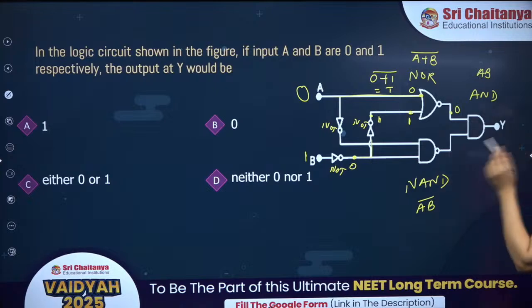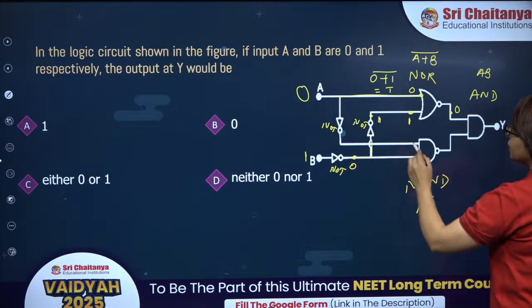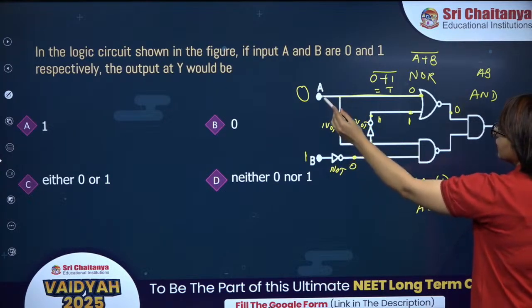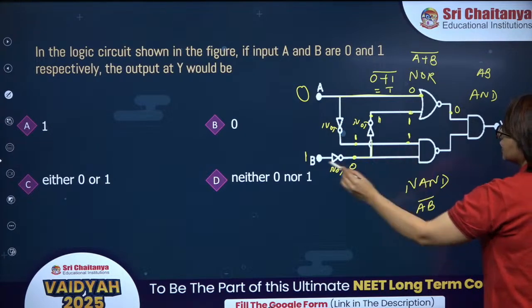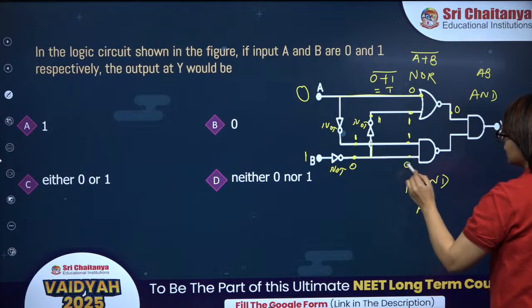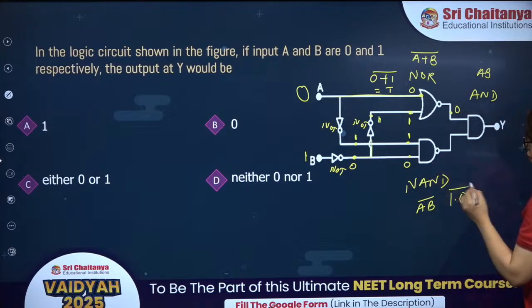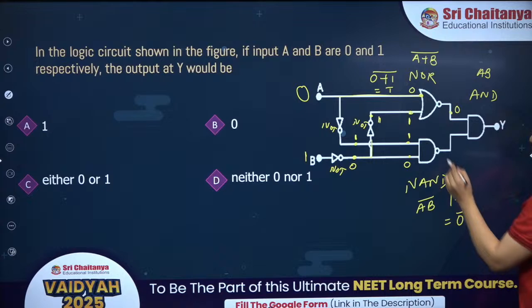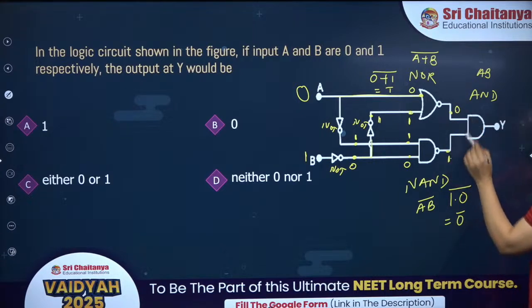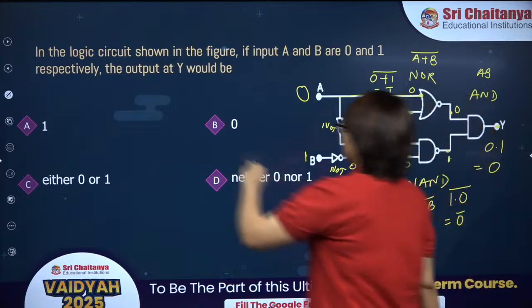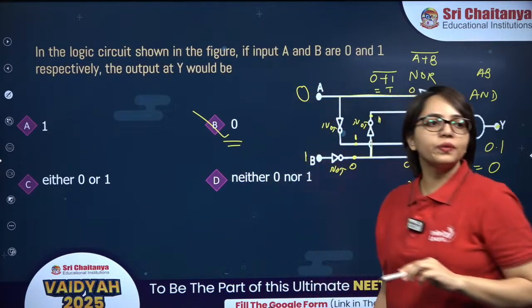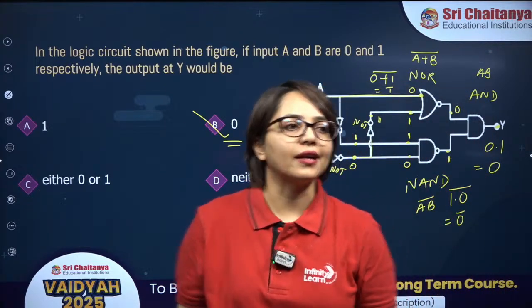Now for this AND gate over here, the input A is passing through NOT. So 0 is passing through NOT, so it will become 1. So 1 is the first input. The other 1 is passing through this NOT, so it will become 0. So it is 1 into 0 whole bar, which is 0 bar, which is equal to 1. Now this 0 and 1 both are passing through this AND gate. So final output Y will be 0 into 1, which is equal to 0. So the correct answer is option B. Well done guys. Good job everyone.